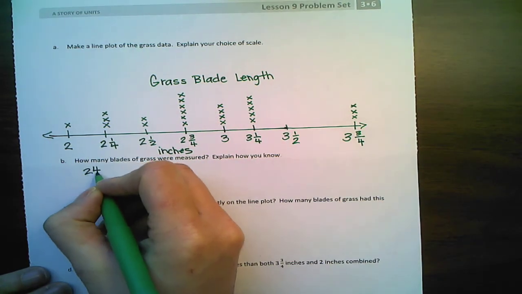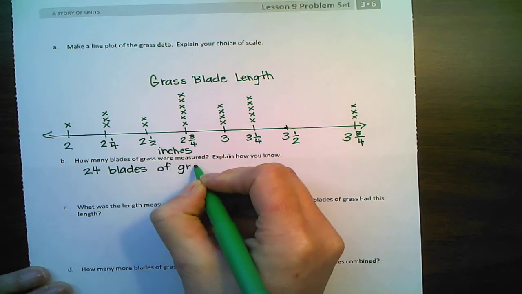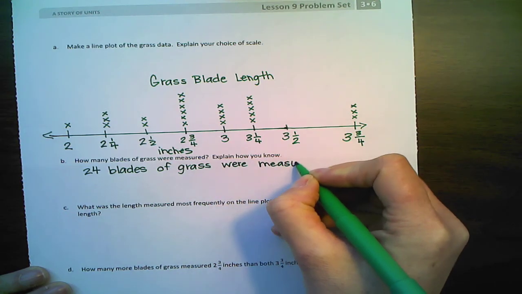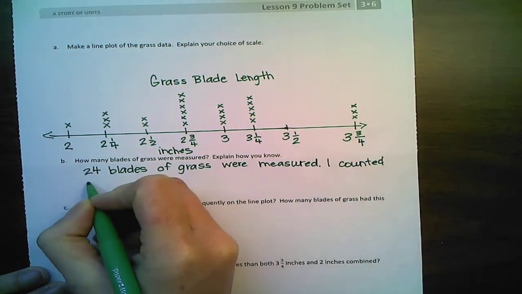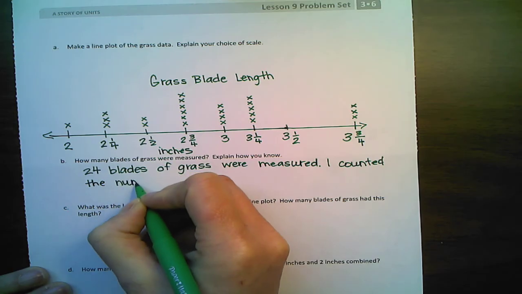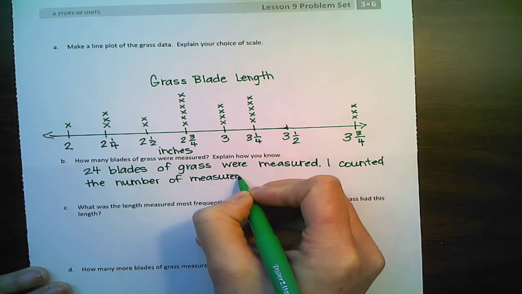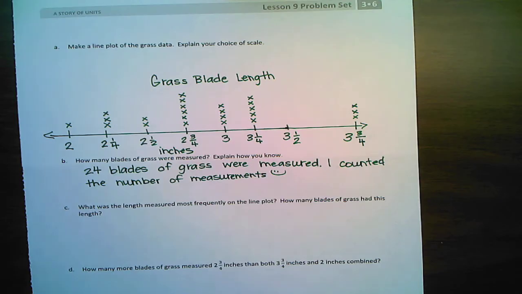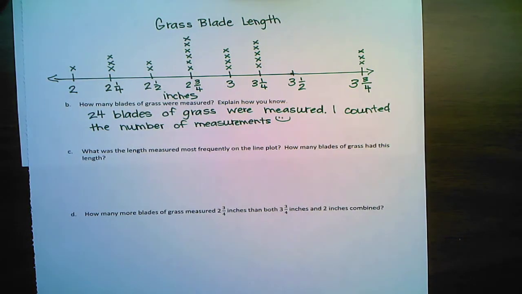I'm going to write 24 blades of grass. Why do I have such a hard time saying that? Blades of grass were measured. For my explain how you know, I said I counted the number of measurements. Simple, but true.